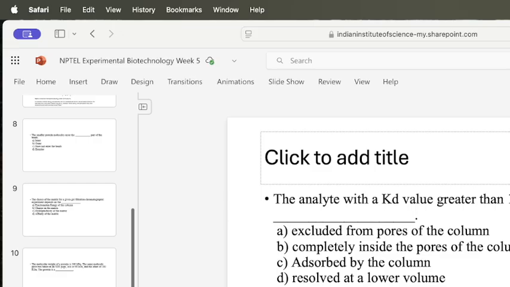Fine. The next question is, the analyte with the KD value greater than 1 is dash: excluded from the pores, completely inside the pores, absorbed by the column, resolved at a lower volume. We can think about this question for a couple of minutes, and then we'll discuss what KD is and so on.